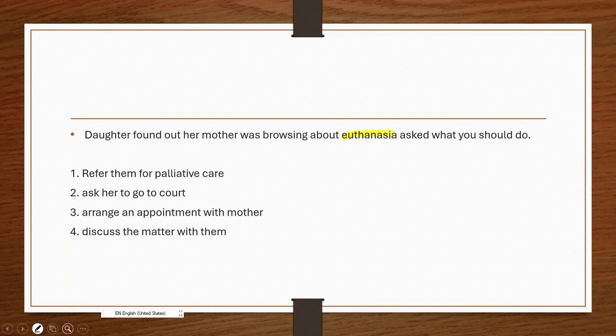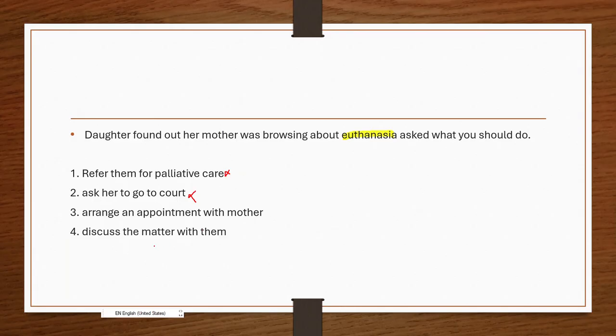So answer 1, refer them for palliative care. Now it is actually not indicated. Why do you refer her for palliative care? It's not indicated at all because they have not mentioned anything about the mother's condition. Ask her to go to court. No, you are not going to tell her to go to court because she was just browsing about euthanasia. This might be herself just browsing to know, or sometimes this might be herself trying to know how it is done so that she can also undergo that. So that is the worry the daughter is having. So you are not going to ask her to go to court.